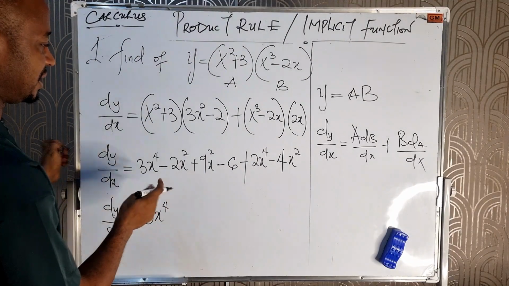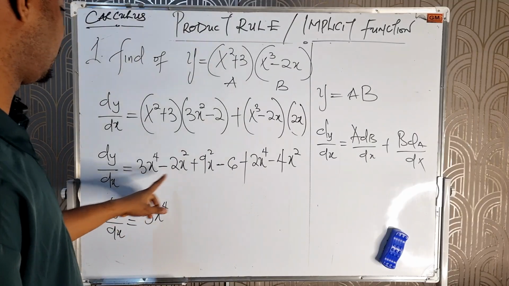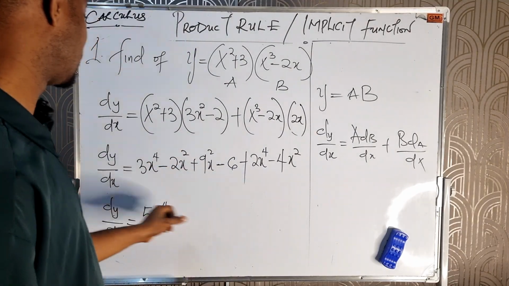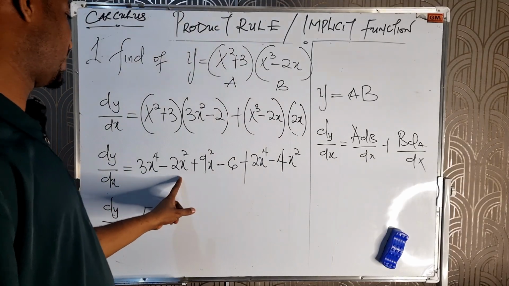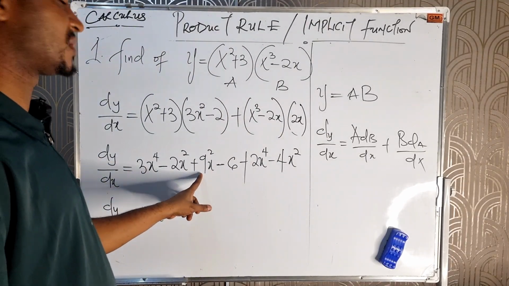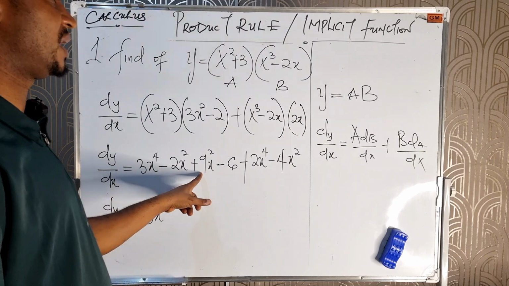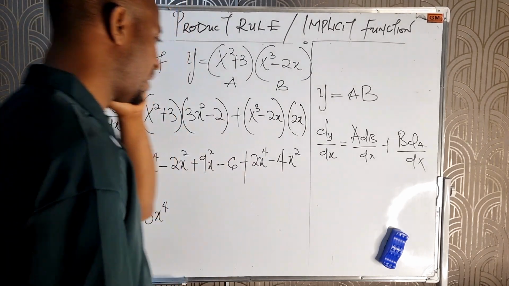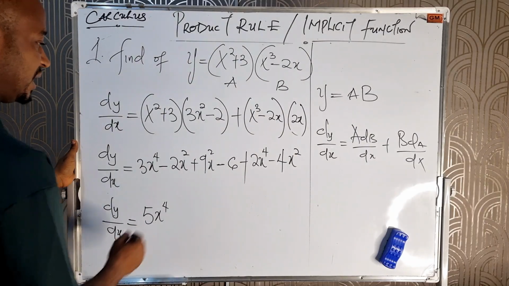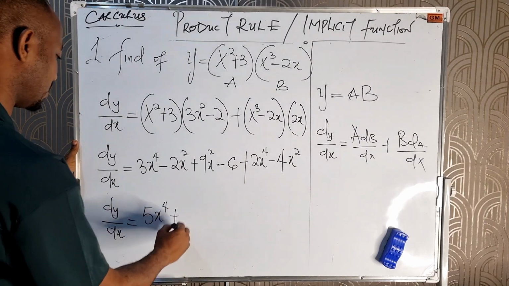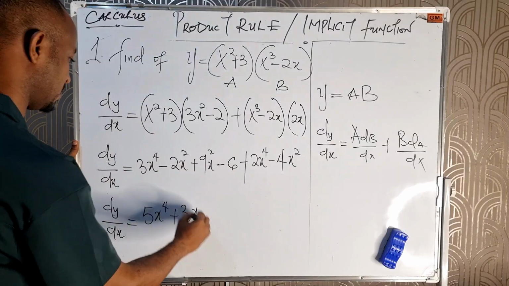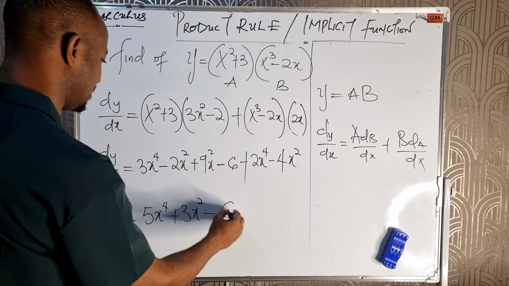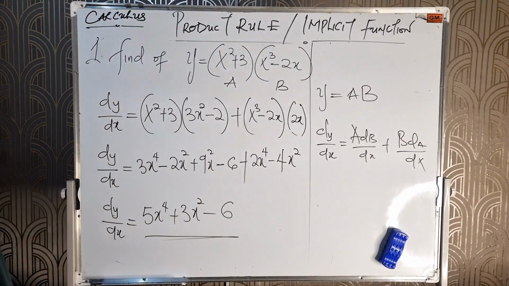Then here we have another like terms again. This and this are like terms, also with this, right? So let's go. Minus 2x² plus 9x² will give us 7x², right? 7x². Then 7x² minus 4x² will give us 3x². So we have plus 3x². We are left with minus 6 here. Final answer, minus 6. This is the final result.